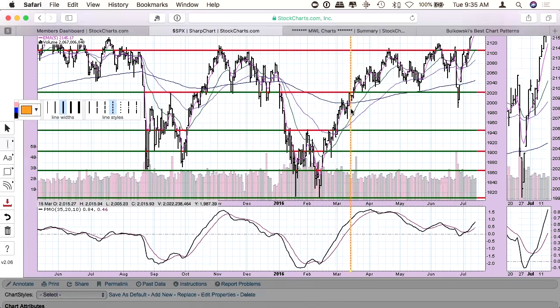Hit that target right about here. PMO is looking great. It's putting distance between itself and its signal line. There's nothing here to tell me that I should be overly worried. So I would continue my play, but I might move my stop up now. I would probably tighten it because that's what I do when I reevaluate.